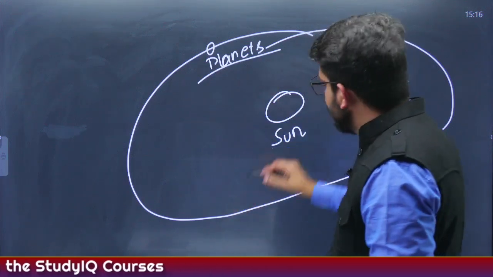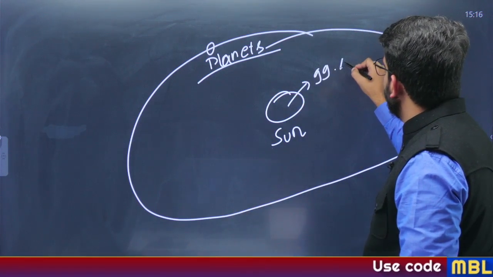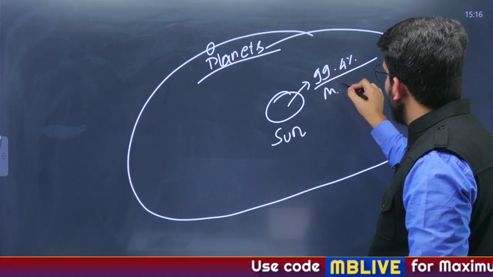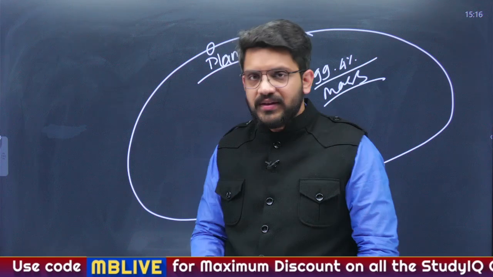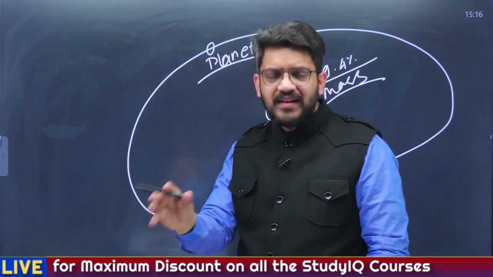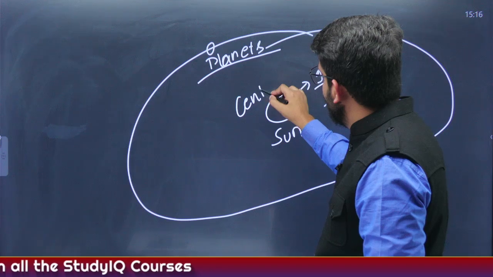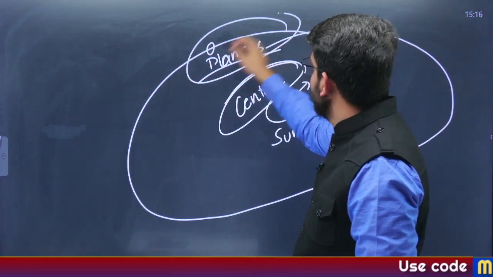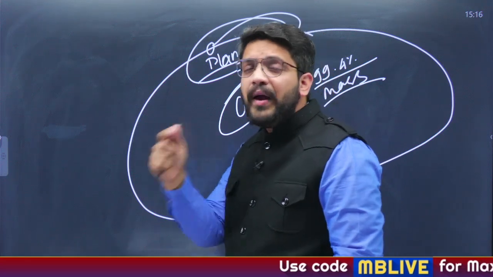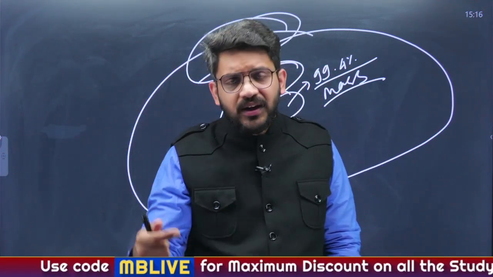This is our solar system. The Sun contains approximately 99.4% of the mass of the whole solar system. More than 99% of the mass is concentrated in the Sun, which lies in the center, while the rest of the mass is in the planets. They are on the periphery, or on the outer part of the nebula, or that cloud.